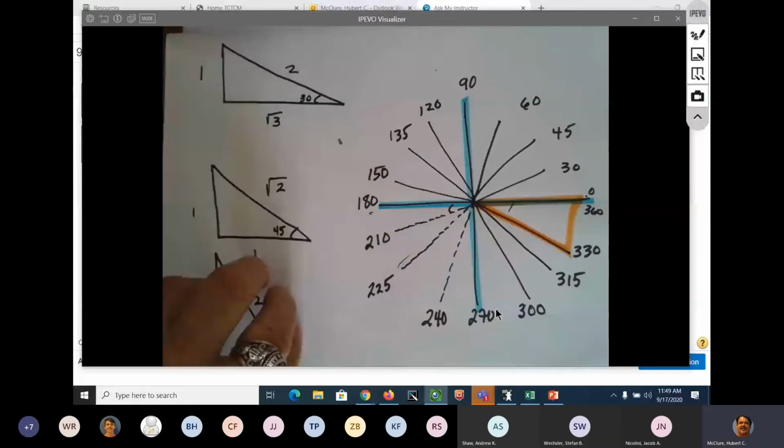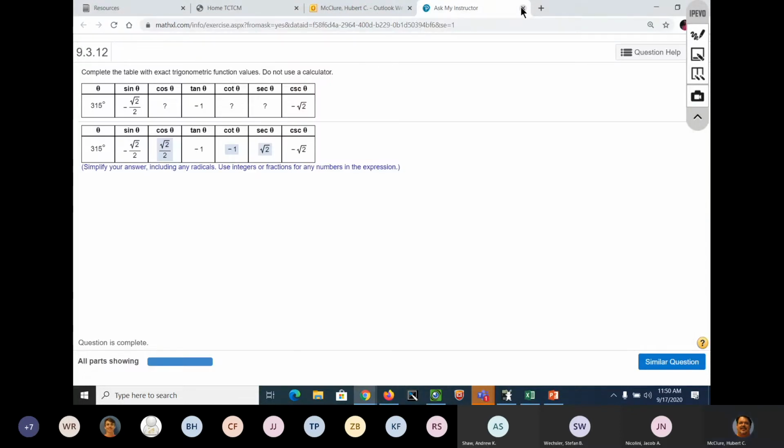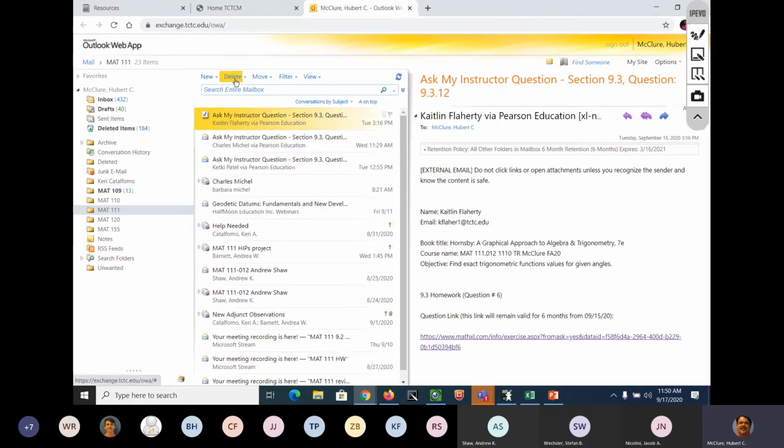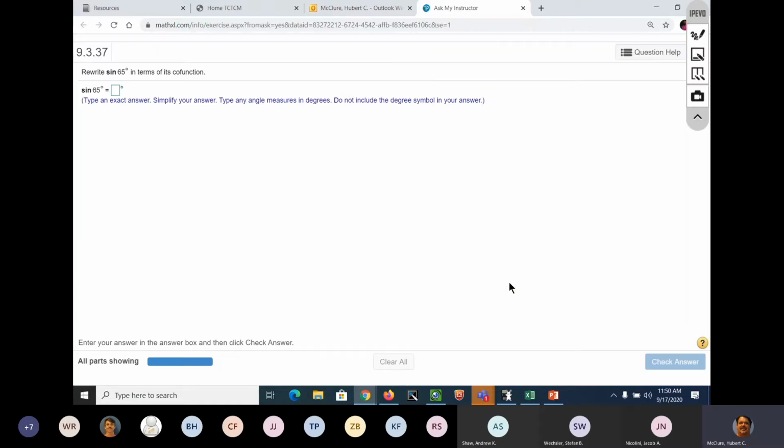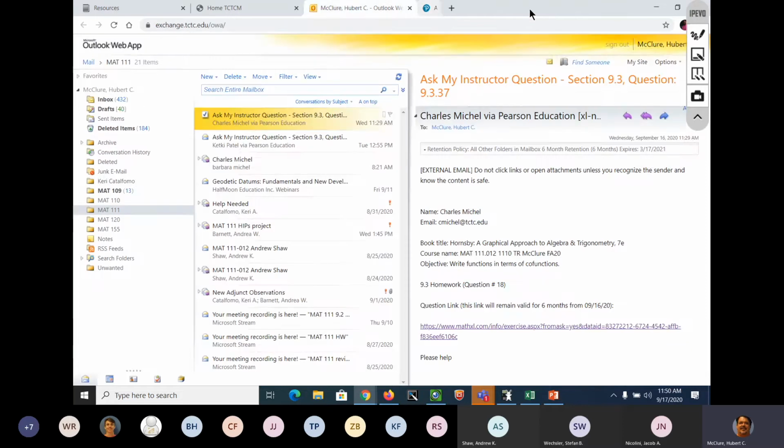So let's see what the next homework question says. Y'all don't mind, I'm going to delete these two so I don't redo them. Rewrite sine of 65 degrees in terms of the cofunction. Now, we haven't covered this yet, so I'm going to stop right here. We're going to go back to the slides, and we're going to talk about that.